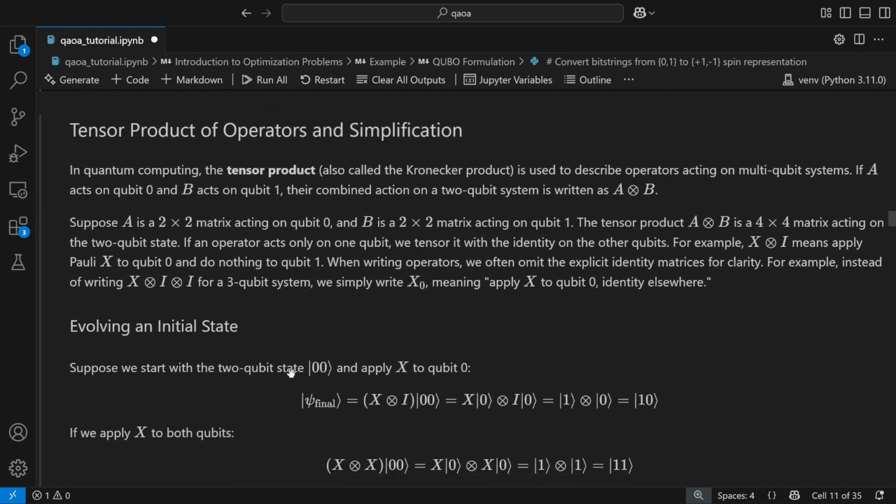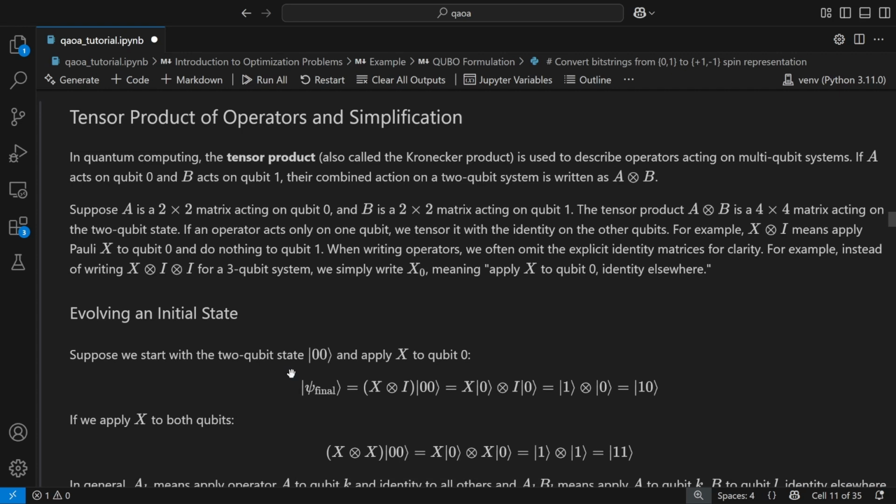So before we move on to the QAOA algorithm, let's just clarify a few things. Because we are working with multi-qubit systems, we want to make sure that we understand how these matrix operations work. When we have 2 qubits, 0 and 1, and we have matrices A and B acting on each qubit, the overall matrix is the tensor product of these two operators. So for instance, if we are working with a 2-level system, the matrices are 2 by 2, and the tensor product is 4 by 4. If we go to 3 qubits, then the size is 8 by 8.